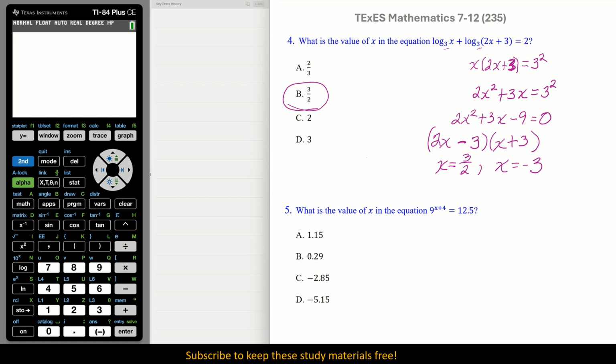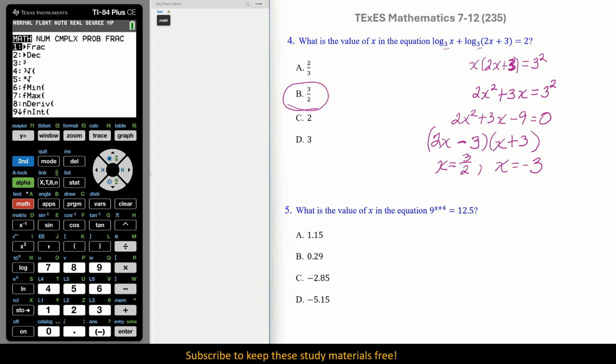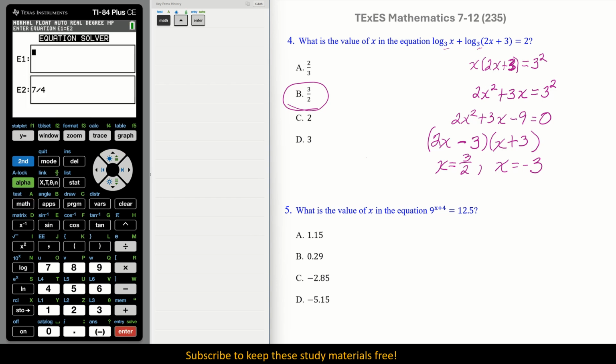Okay, so now let's use the other way. I sat and did it all by hand. Did I have to? Well, let's see. Math, arrow up. We're on option C, so push enter. So let's put 2x squared plus 3x in for one side and arrow down and say 3 squared.